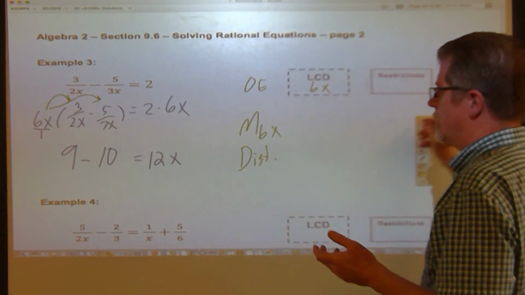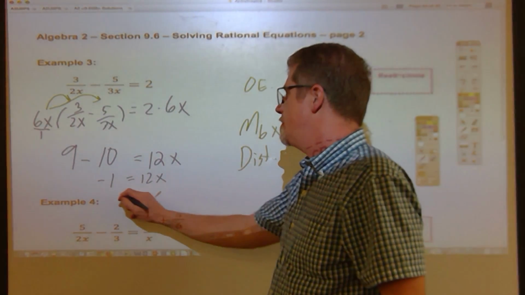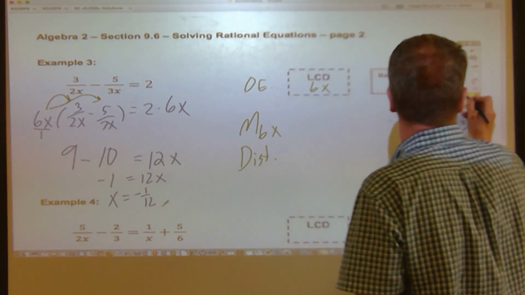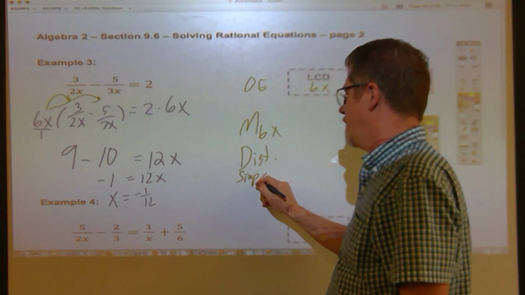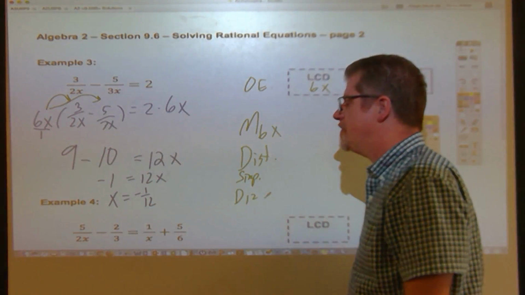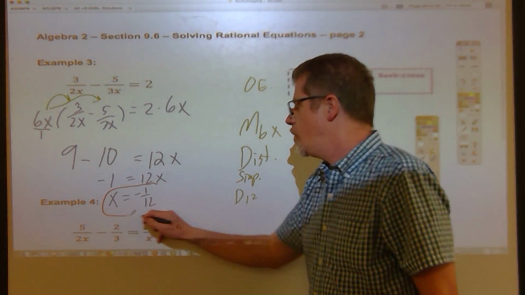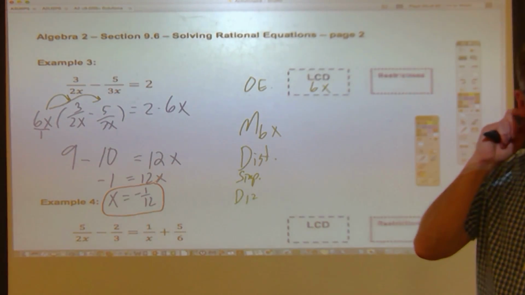Now we're almost there. We just simplify that to get negative 1 is 12x, and divide by 12 to get x is negative 1/12. Does anyone have any questions on how to get x equals negative 1/12? Yes? Wait, so why do we multiply by 6x?